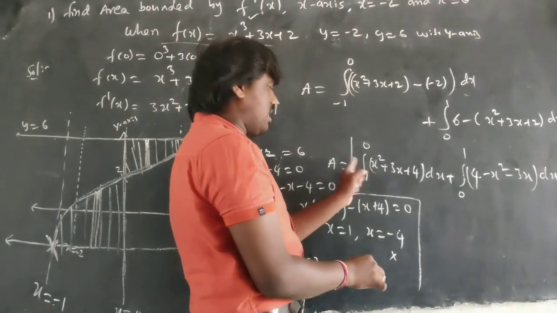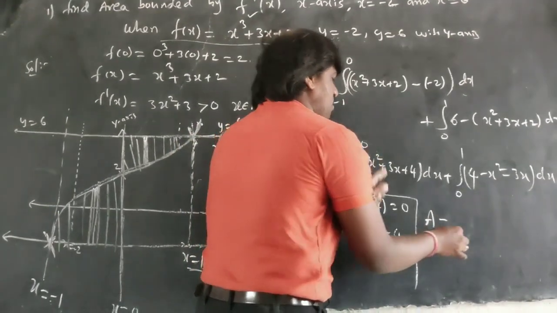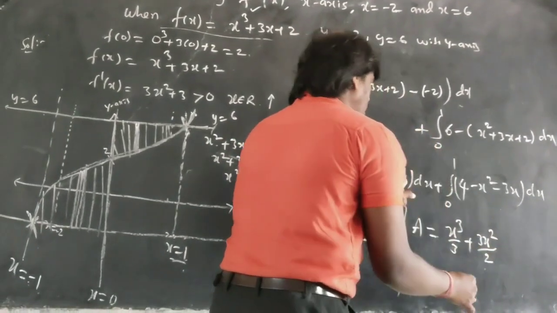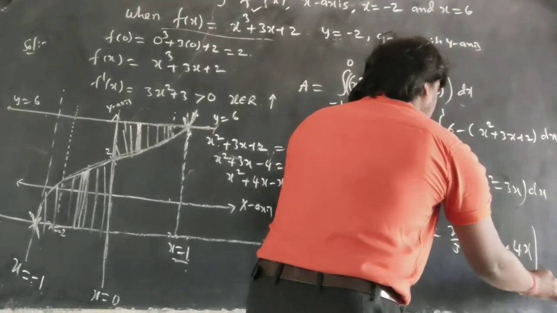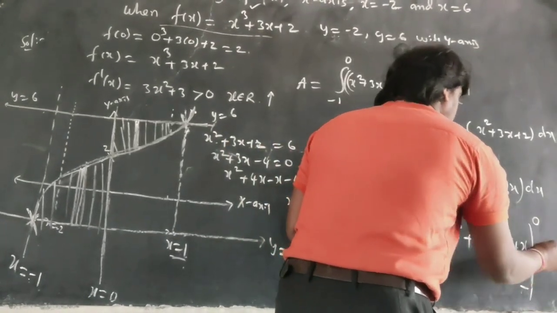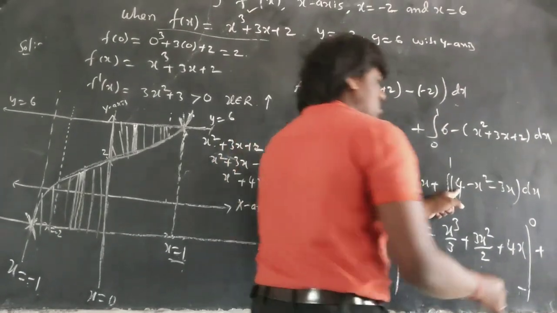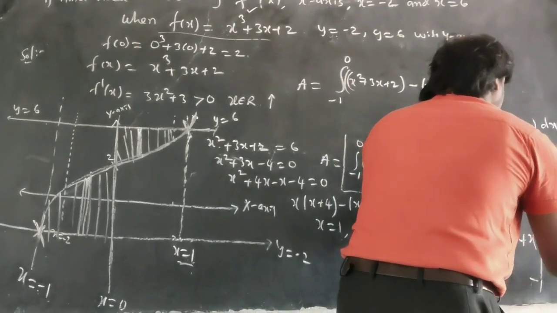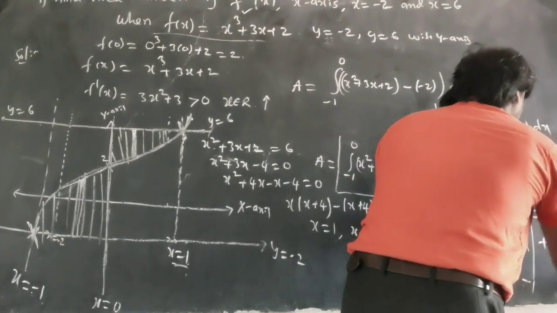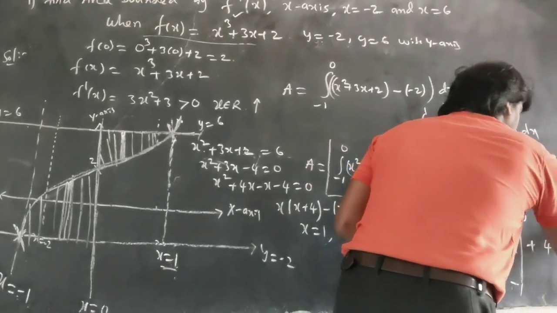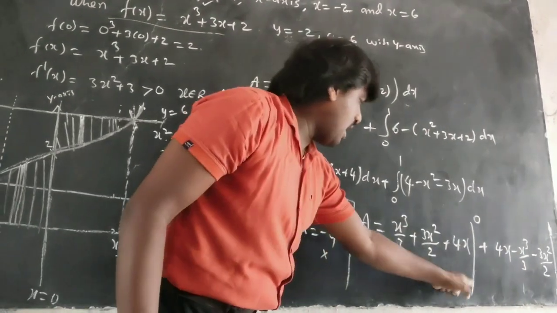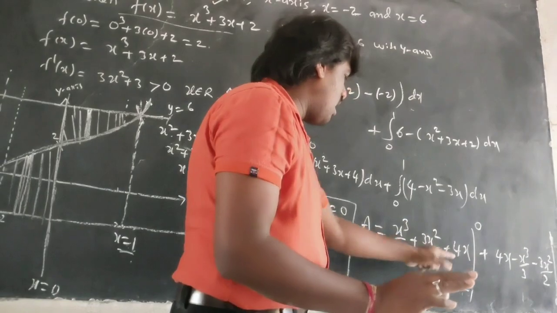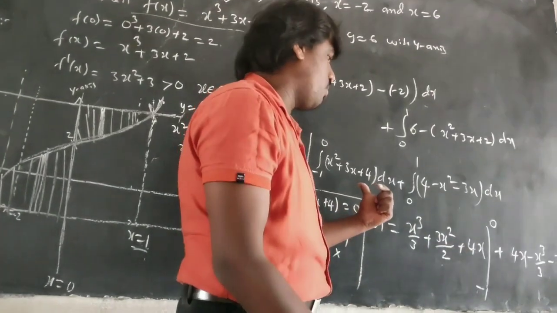The area is equal to: the integration of x square is x cube by 3, plus 3x square by 2, plus 4 into x, substituting from minus 1 to 0. Plus, the integration of the second part is 4x minus x cube by 3 minus 3x square by 2, substituting from 0 to 1. If I substitute 0, it vanishes. Then substitute minus 1. Minus into minus gives plus.